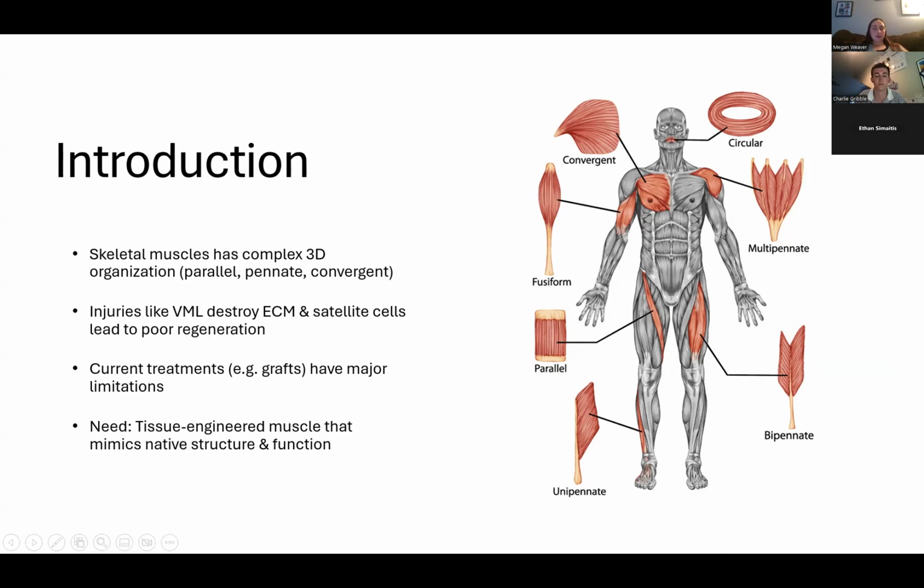But when major injuries like volumetric muscle loss occur, the body can't rebuild these complex structures because the ECM and the progenitor cells are destroyed. Treatments like muscle grafts help, but often lead to fibrosis, reduced function, and even donor site damage. The challenge is to rebuild muscles that look, align, and behave like the original, and that is what the study is hoping to address.